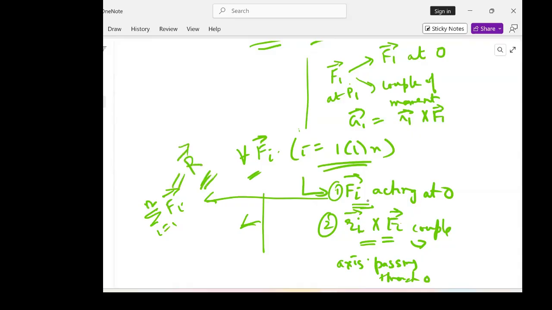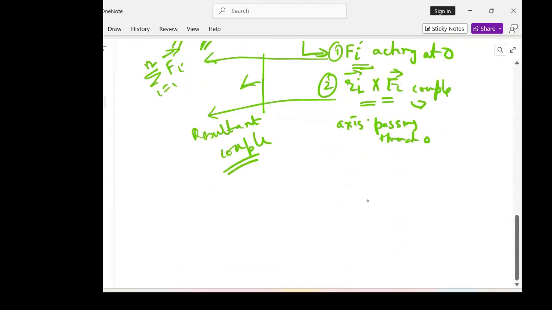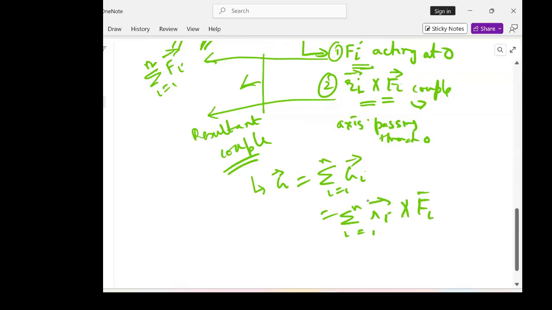And what else are you getting? You are getting a resultant couple, because all these couples will add up to a single couple. We already know this from the theory we have discussed before. Say its moment is G, then it will be the summation over i from 1 to n of Gi, that is, the summation of this quantity, whose axis passes through the base point O.